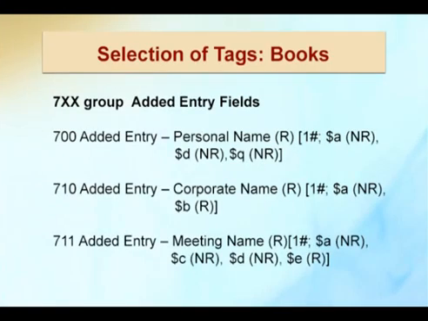In the 7XX group, which is mainly meant for the added entries, the corresponding added entries should be there. We prescribe 100 under 1XX for main entry personal name, so the corresponding added entry 700, added entry personal name, should be there. Similarly, 710 added entry corporate name and 711 added entry meeting name should be there, and the rest of the things are quite similar to the 100, 110 or 111. So the 1XX group is completely matching in different aspects with the 7XX group.